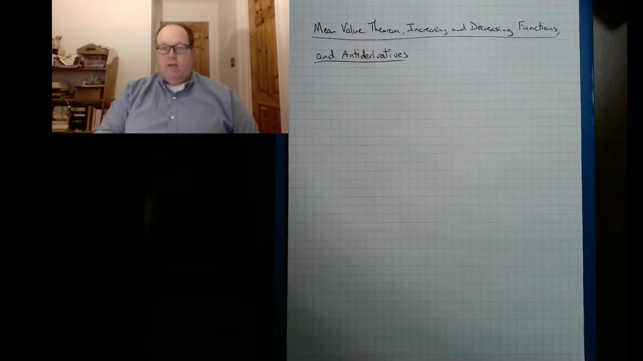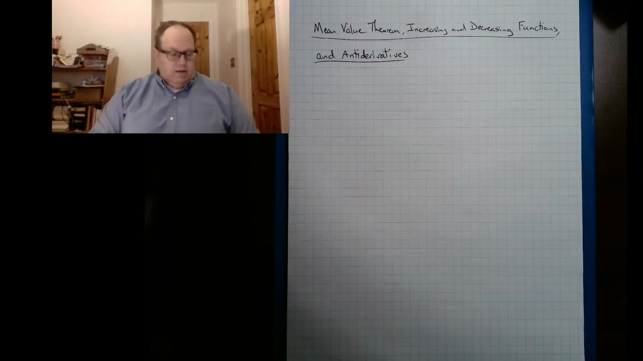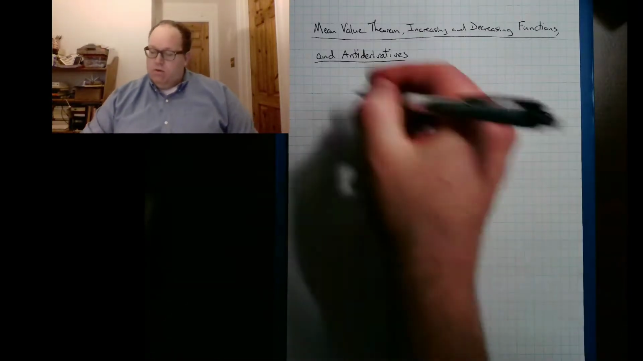To talk about a few different related topics today: the mean value theorem for derivatives, increasing and decreasing functions, and antiderivatives. So we'll start with the mean value theorem for derivatives. And this can be found on page 200 of your book as a full statement, but I will show it out here just to talk about it for a minute.